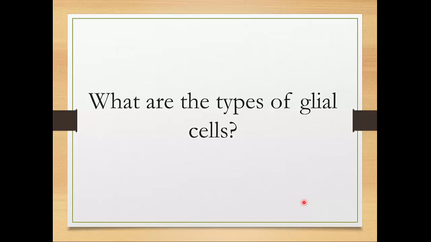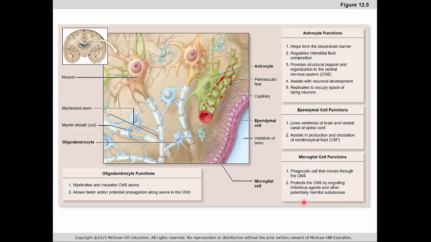What are the types of glial cells? So we talked about how glial cells help to support the neuron. So here you can see the two different neurons and then all of the glial cells that surround those neurons. So let's take a closer look at these neuroglial cells and their functions.